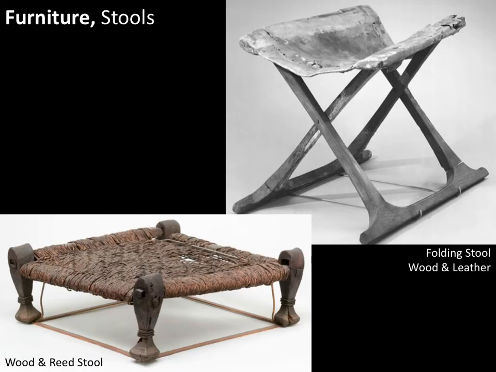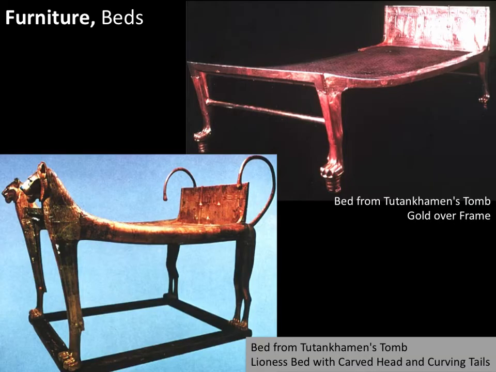Of course, not everything is a throne or a fancy, fancy chair. Sometimes you just need a stool. The folding leather stool at the top looks a lot like any number of camp stools that I've seen when I've literally gone camping, or a very, very simple wood and woven reed stool. That would be more of a footstool. In terms of beds, these are two beds that came from King Tut's tomb.